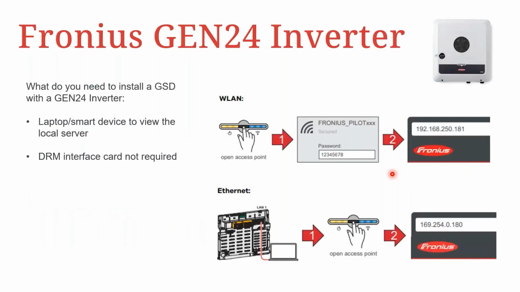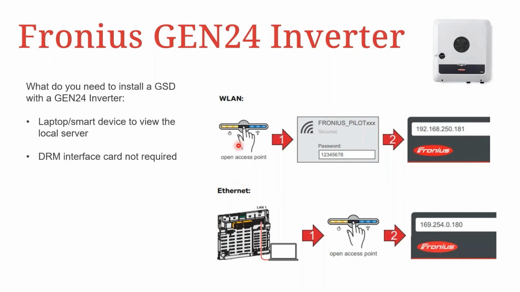Okay, so next, let's have a look at how to connect a GSD to the Gen24. Now, this process is even more straightforward because no DRM interface card is required for the Gen24, and all you need is the GSD and a smart device. So firstly, using the smart device, you need to connect to the Wi-Fi or LAN of the inverter and type in the corresponding IP address as shown in the slide.